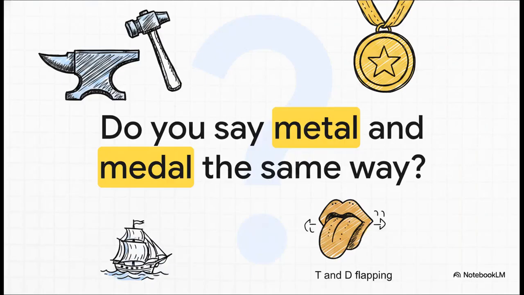Right off the bat, I want you to try saying these two words out loud for me. Ready? Do you pronounce metal, like iron or steel, and medal, like a shiny gold medal, the exact same way? Well, if you answered yes, you are actually already demonstrating a key mechanical quirk of the American accent. Linguists call it T and D flapping. And today, we're going to explore exactly why you do that and where that particular linguistic habit actually comes from.